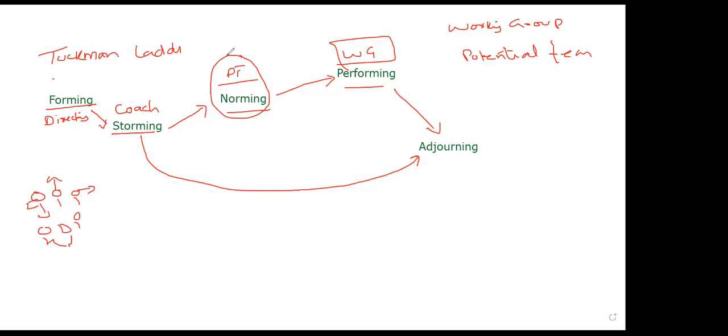It is norming and potential. This is not clear. So norming is the stage, and at this stage, the team will be a working group, right? They can work together. Yes. And performing means now they are producing the result. So it's a potential team. Naveed was right. Yeah. Let's go further.